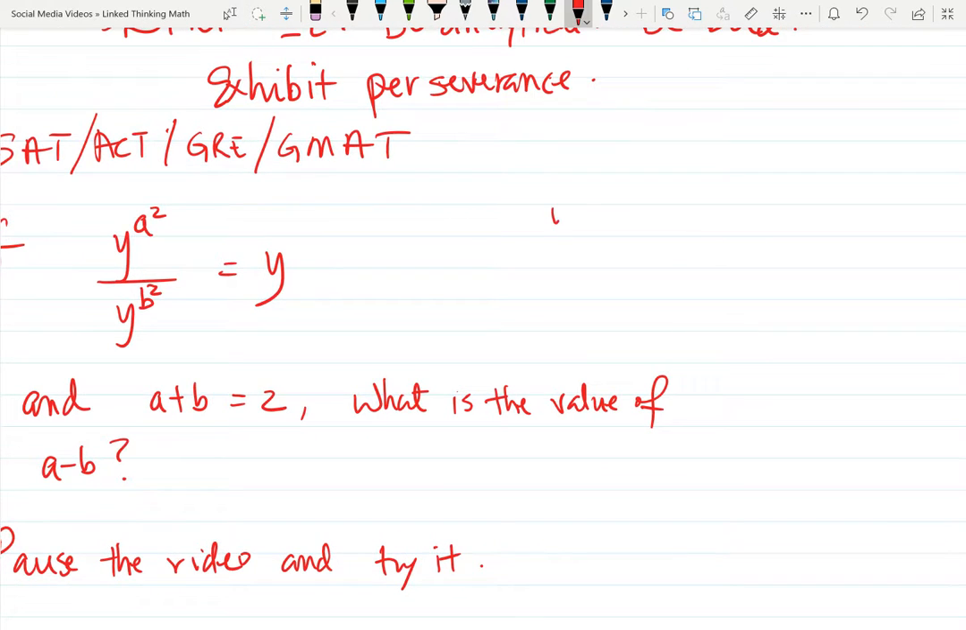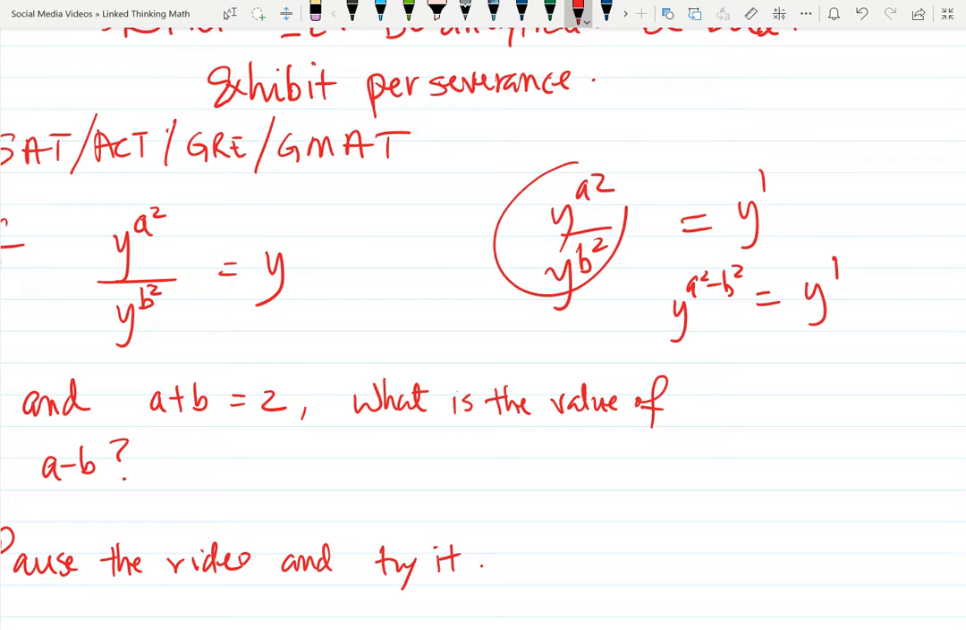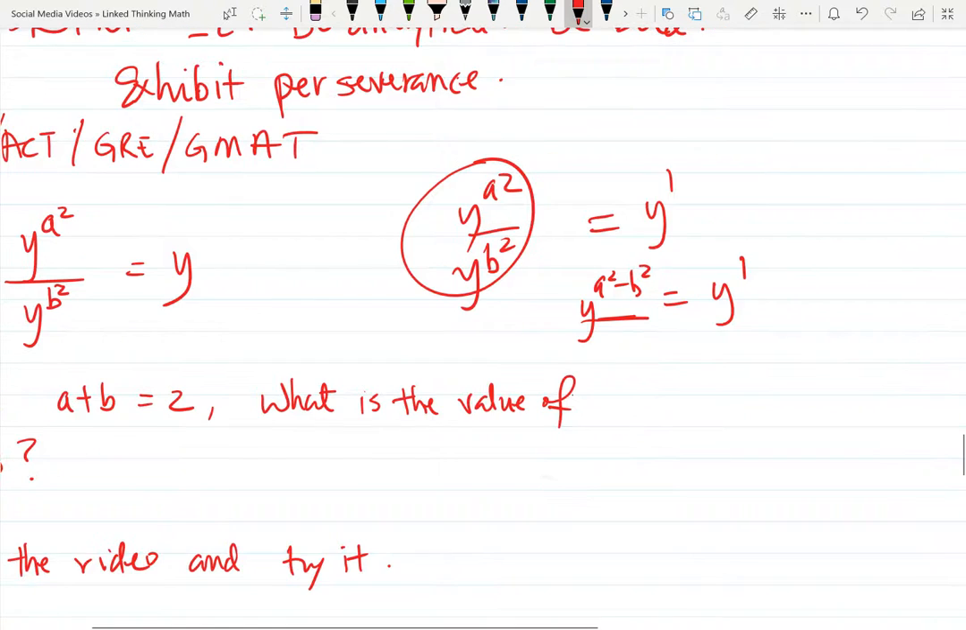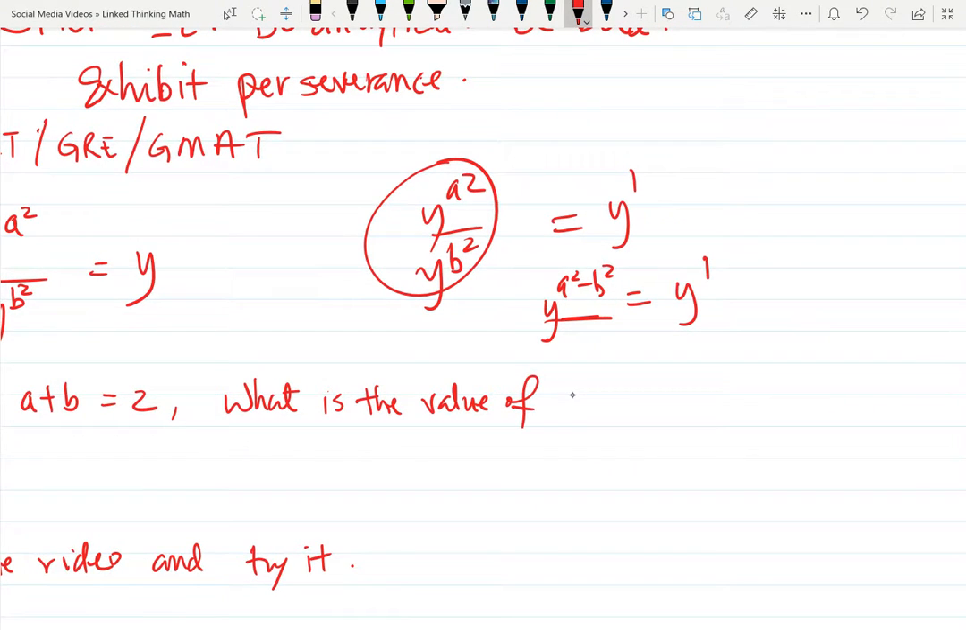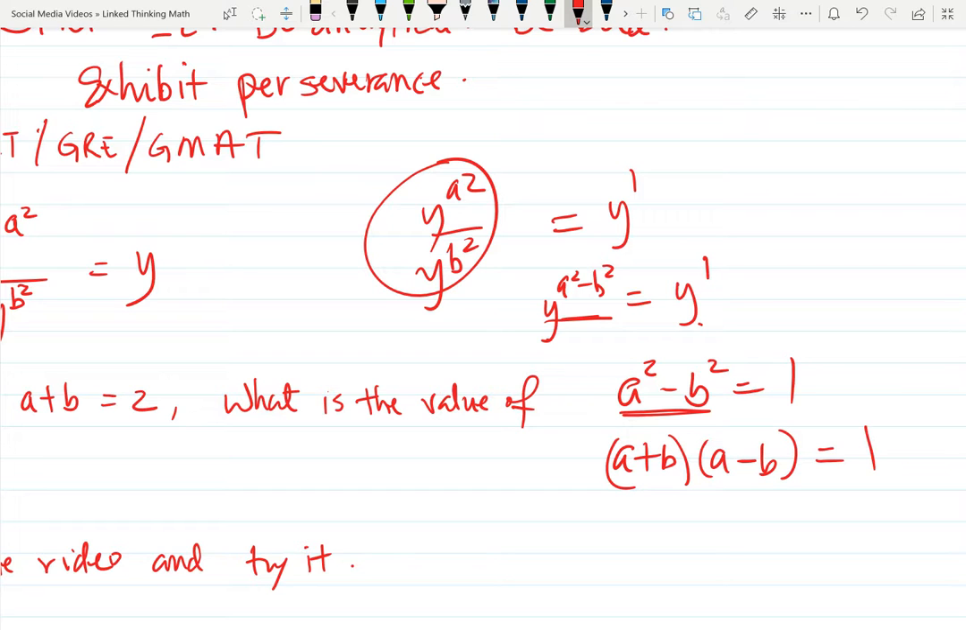So here we go, we have y to the power a squared over y to the power b squared. I say this is equal to y, and remember there's a 1 here. First, laws of exponents. This becomes y to the power a squared minus b squared, which is equal to y to the power 1. This whole thing is that one. Next, the same base, so the exponents must be the same. a squared minus b squared equals 1. Then next is difference of two squares. a plus b times a minus b is equal to 1.